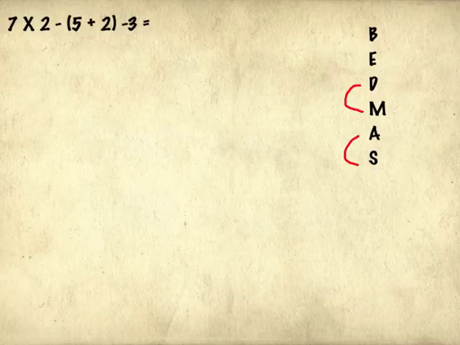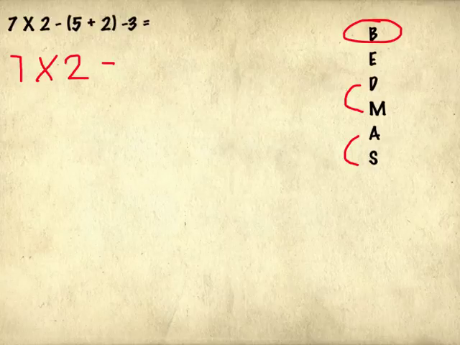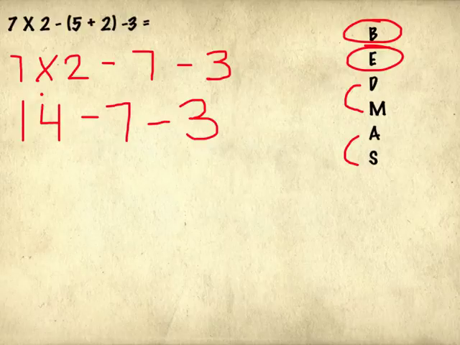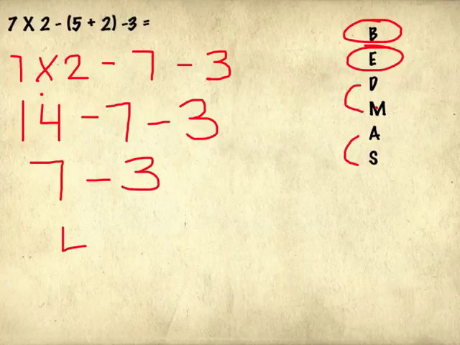So in this question here I have 7 times 2 minus 5 plus 2 minus 3. I'm going to start by looking for brackets. I have some, so I will rewrite the equation with my brackets done. No more brackets. We'll never have exponents in grade 6, but it's worth looking. Next up I have division and multiplication. I do have that, so I'm going to do it. 14, take away 7, take away 3. No multiplication, addition and subtraction I do have, so 7 take away 3, which is 4.